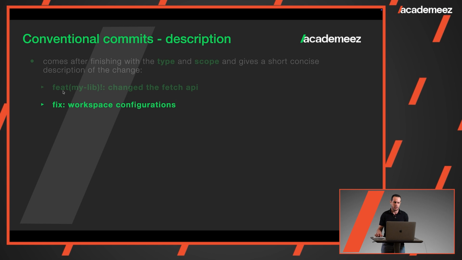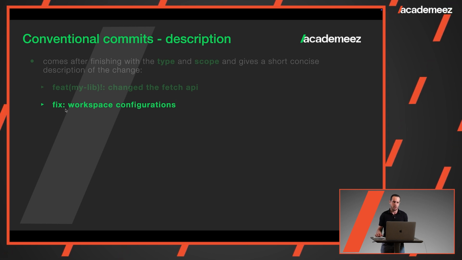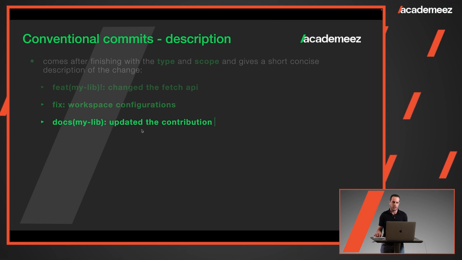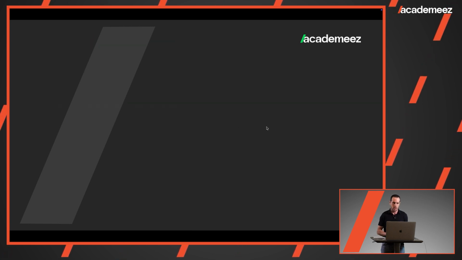So here is fetch mylib. It's a breaking change the fetch API. Type fixed without scope because maybe it's something relates to workspace, and description, workspace configuration, docs, and a scope of mylib, and a description, updated the contribution. So a few examples here.